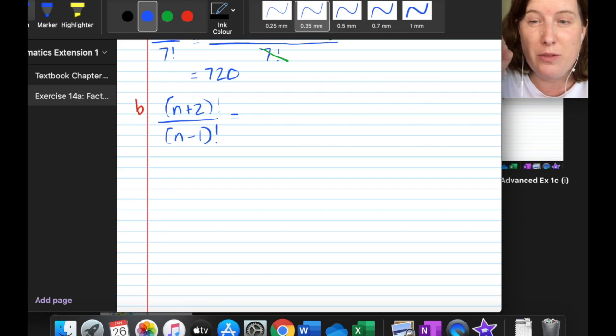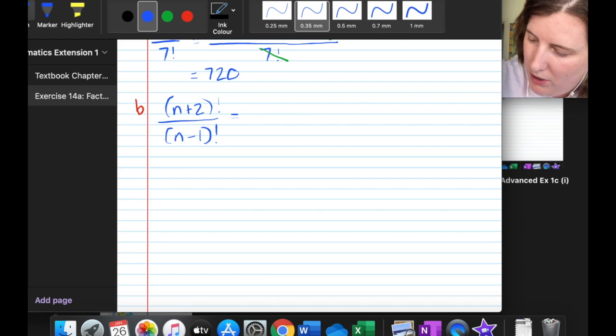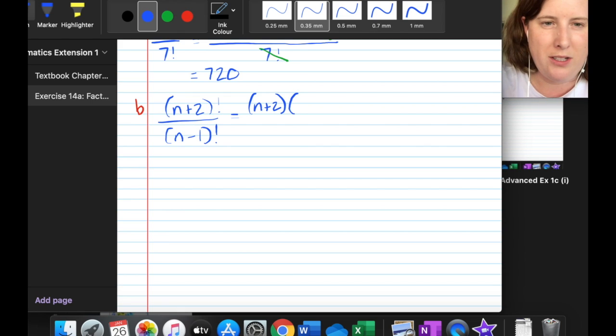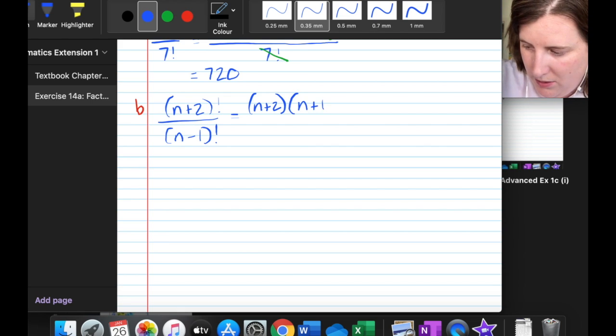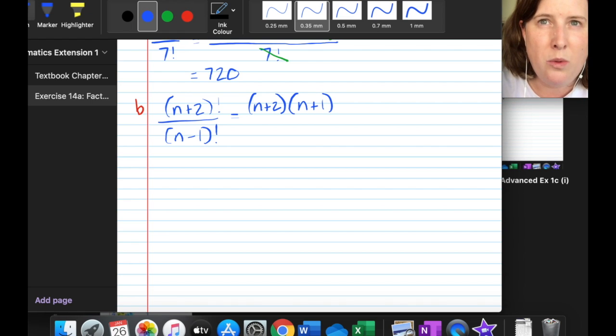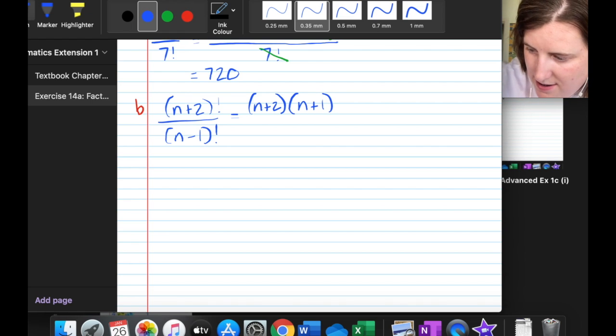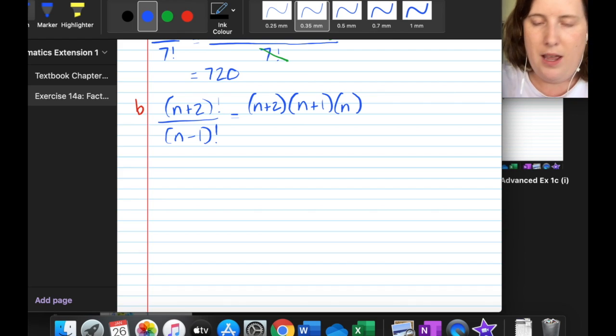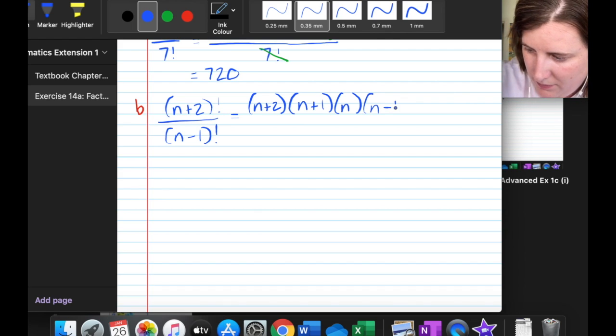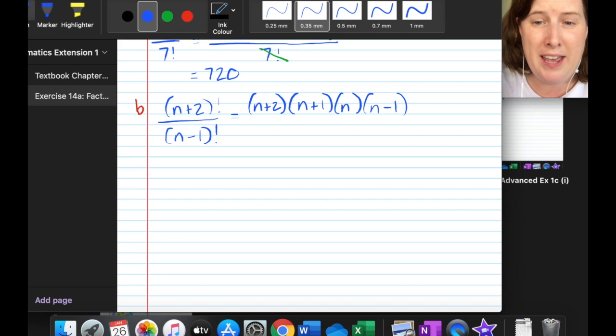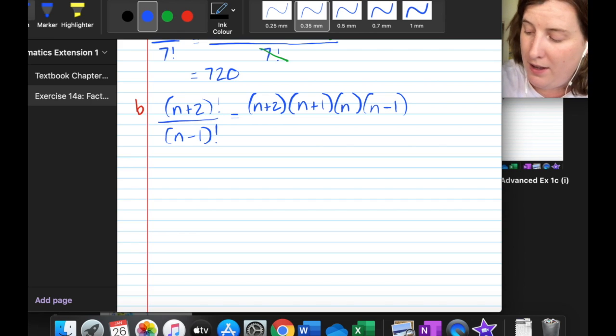n plus 2, what's the number below n plus 2? So I've got my n plus 2. One less than that is n plus 1. The number less than n plus 1 is n. The number less than n is n minus 1. Now I could keep writing this out, but I've already arrived at the number that's on the bottom.